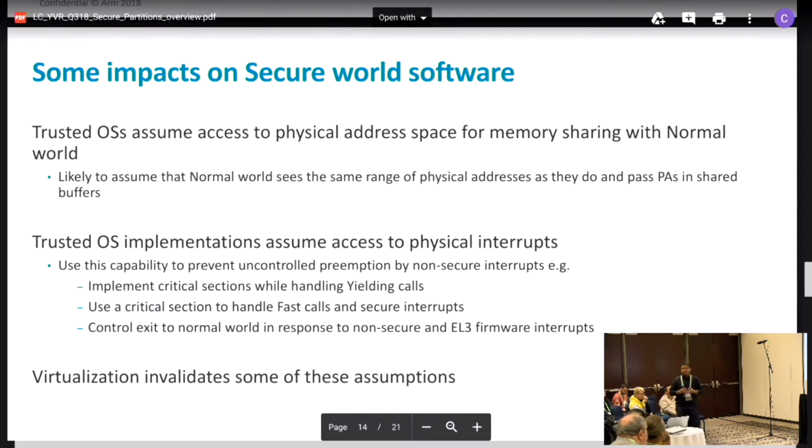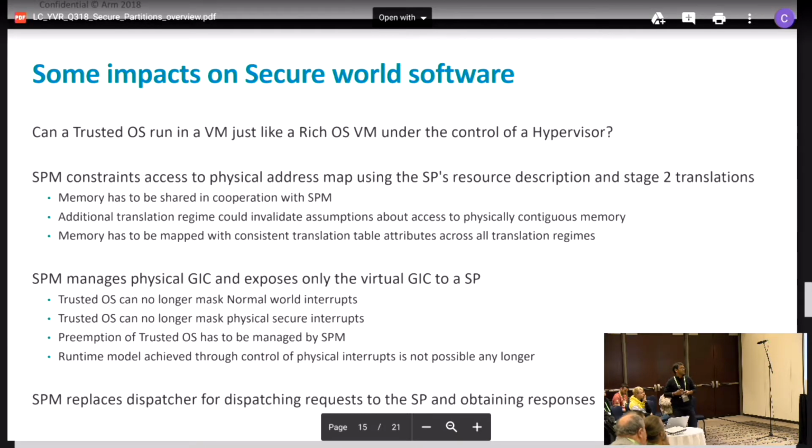So the main thing is that virtualization invalidates these assumptions. The question that we're asking is, can a trusted OS run in a VM just like a general purpose or rich OS runs in a VM under the control of the hypervisor? All these assumptions that are there in a trusted OS, how serious are they? What's the gap between turning a trusted OS into something suitable for running inside a virtual machine, right? Some of the high-level consequences are that the secure partition manager would now constrain access to the physical address map. If you're sharing memory, the trusted OS will see the intermediate physical address space instead of the physical address space, so all memory sharing has to be done in cooperation with this SPM.